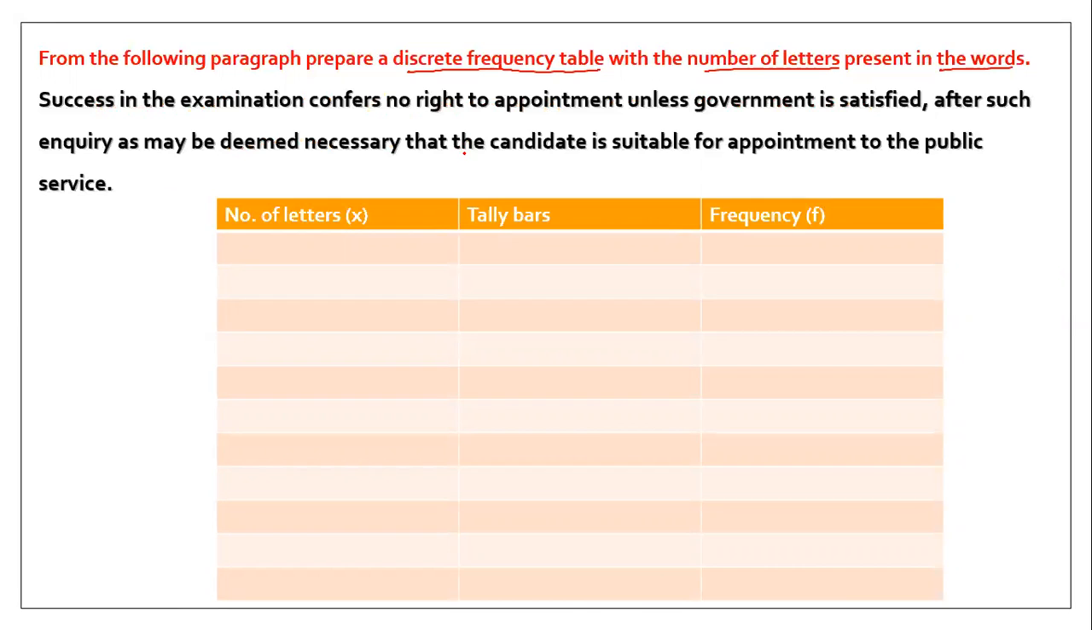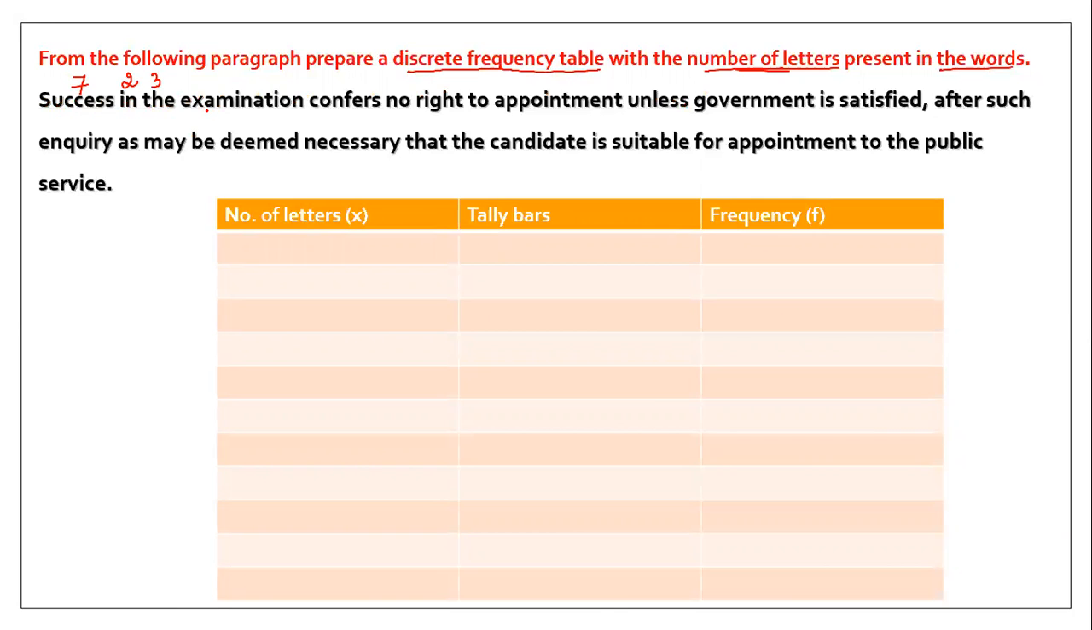First thing you have to do is find the number of letters that are there in each word. Okay, when you see the first word, success, how many letters are there? So 1, 2, 3, 4, 5, 6, 7. So it is 7. Okay, next word, that is in. How many letters are there? 2. So 2. Next word, that is the, there are 3 letters. So it goes on. We have to count how many letters are there in each word.